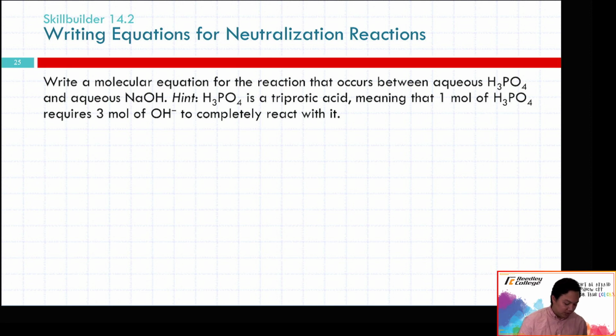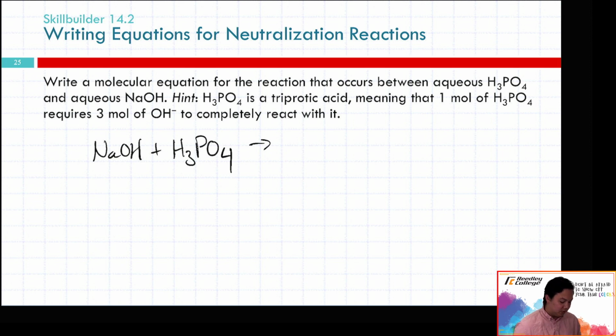Let's write a molecular equation for the reaction that occurs between H3PO4, phosphoric acid, and aqueous sodium hydroxide. So there's a hint here, H3PO4. I mentioned briefly polyprotic acids, and H3PO4 is one of those. So we're going to write out NaOH plus H3PO4.